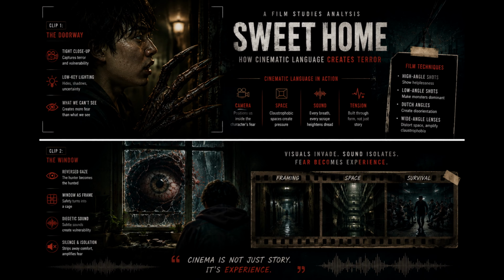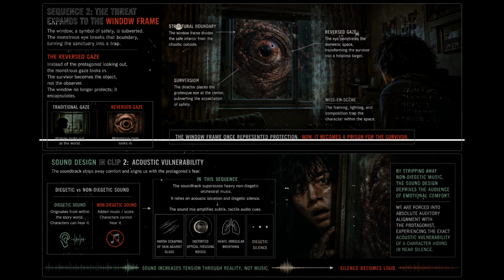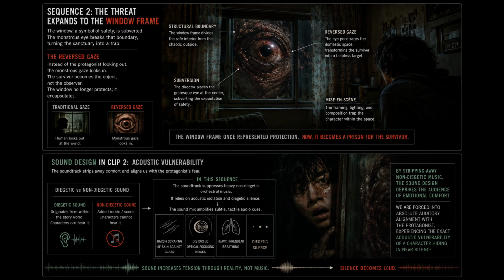To conclude, by constructing these two distinct sequences, the intimate claustrophobic close-up at the doorway and the invasive reverse gaze through the window, Sweet Home demonstrates the immense power of pure cinematic form. The series proves that horror achieves its highest psychological impact not through dialogue, narrative exposition, or plot twists, but through the deliberate application of camera angles, spatial framing, and diegetic sound design.